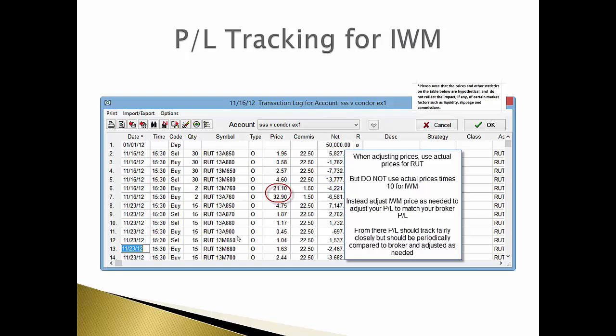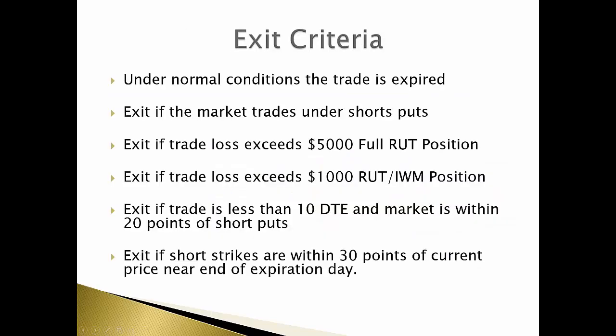It just doesn't work. But what you will do is check with your broker and you see what your profit and loss actually is on the broker, and you adjust your straddle price to match your profit and loss. From there, the software should track your profit and loss fairly accurately, although you should check it side by side with your broker. Occasionally you might have to adjust your IWM position to match your broker, but in general it's going to track it reasonably close. So that's how you would track that.